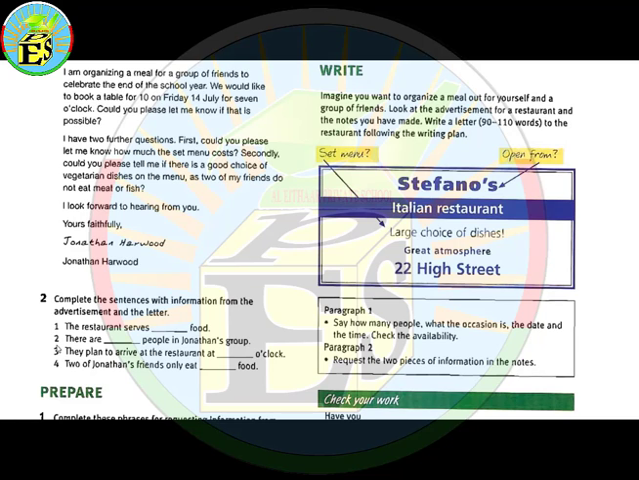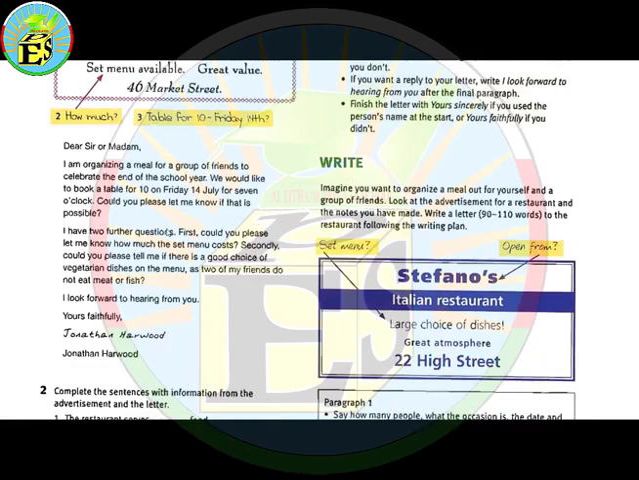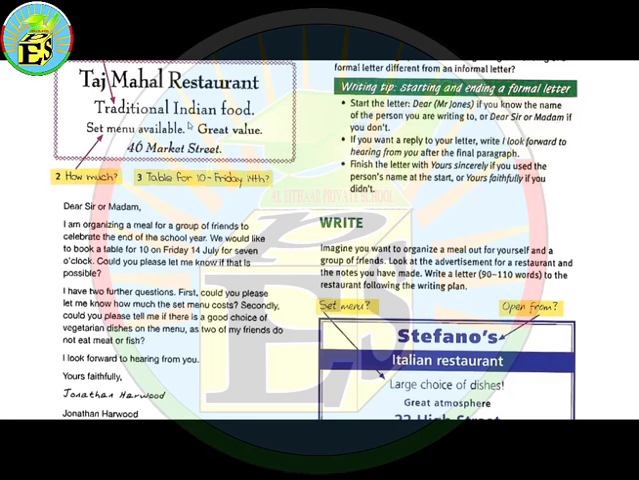So the first one, we have 4 different examples here. We will start with the first one. The restaurant serves blank food. What kind of food do they serve? Let's go back. They serve traditional Indian food.